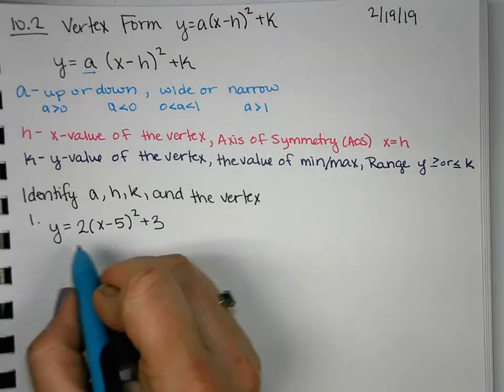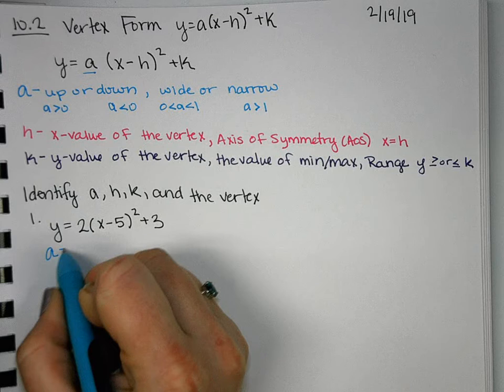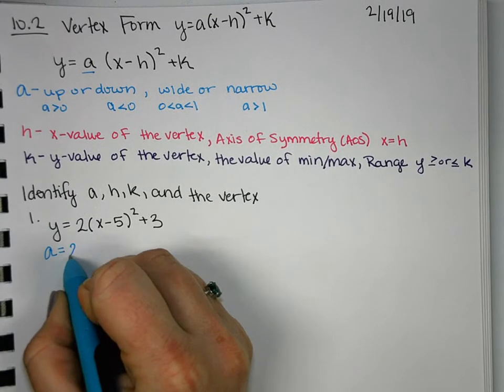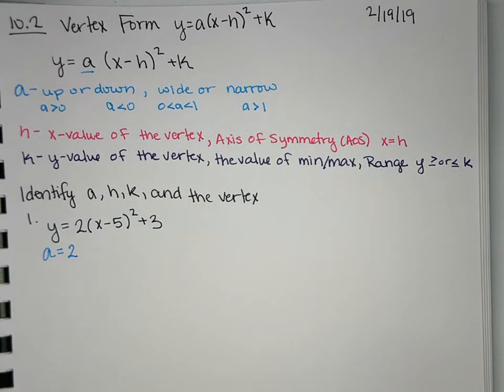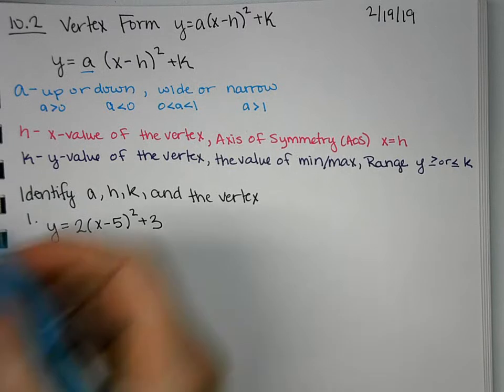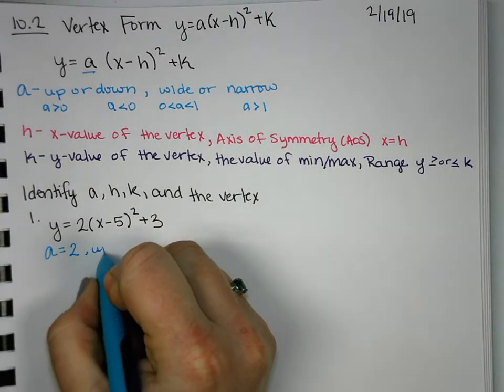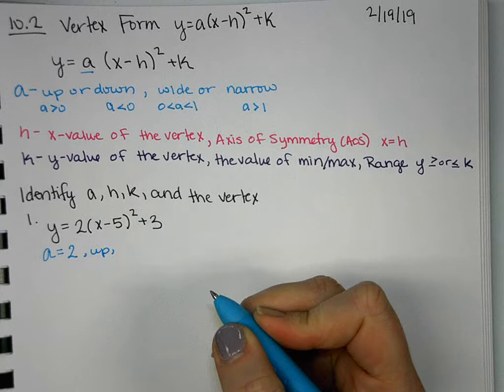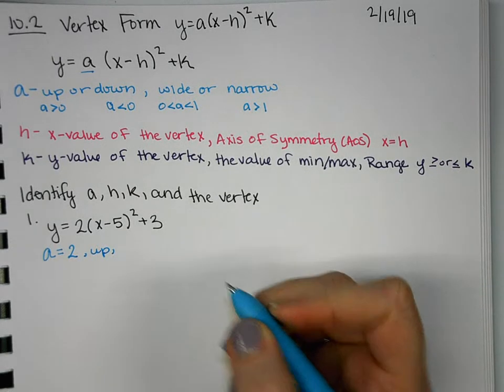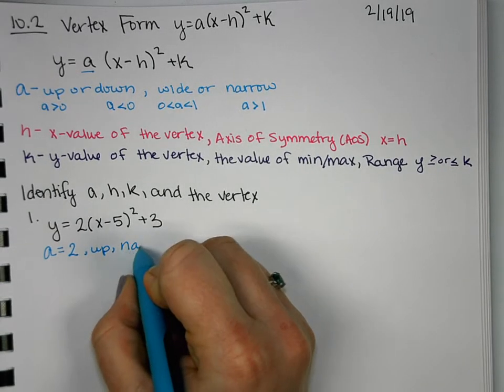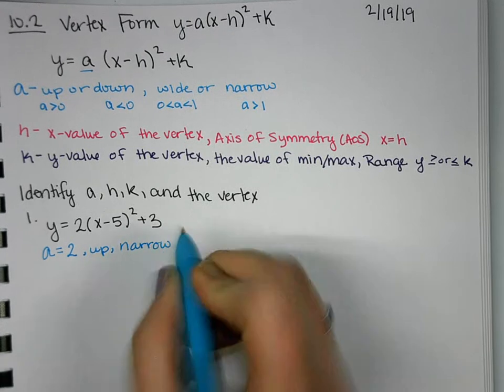Okay, so let's start with A. A is 2, and what does that tell us about our graph if it's 2? It goes up. And then what else? Is it going to be wide, narrow, or normal? Narrow. It's going to be more narrow because 2 is bigger than 1.